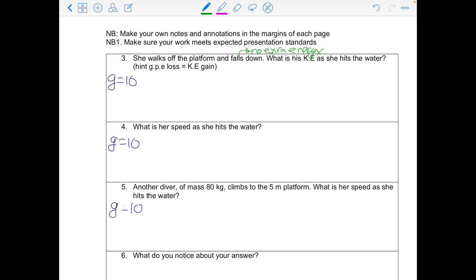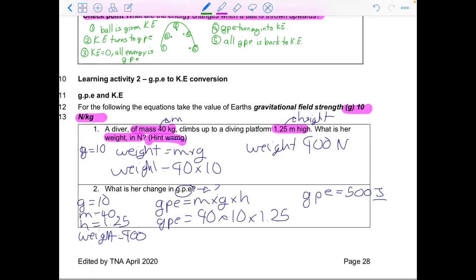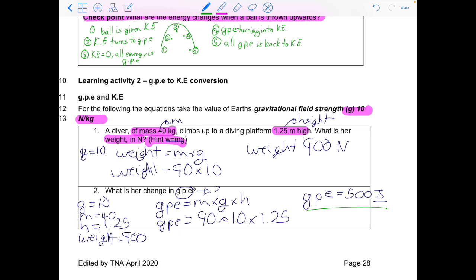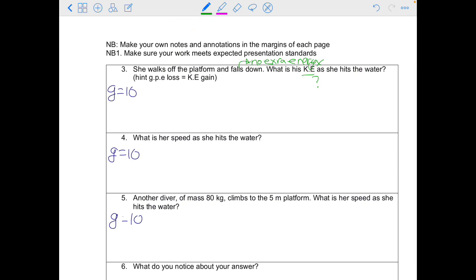Because if she jumped down, she would be putting energy, she would start with kinetic energy, but she's not starting with any kinetic energy. What is his or her kinetic energy as she hits the water? So now we don't know the kinetic energy, but we know from the last question how much gravitational potential energy she has. And we know that she can't have gained any energy, so the gravitational potential energy is equal to kinetic energy. So the kinetic energy is equal to 500 joules. All right, give the next question a try.